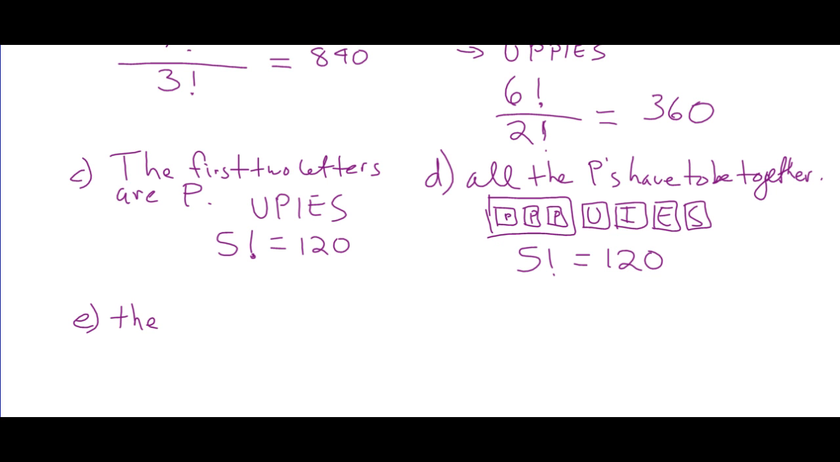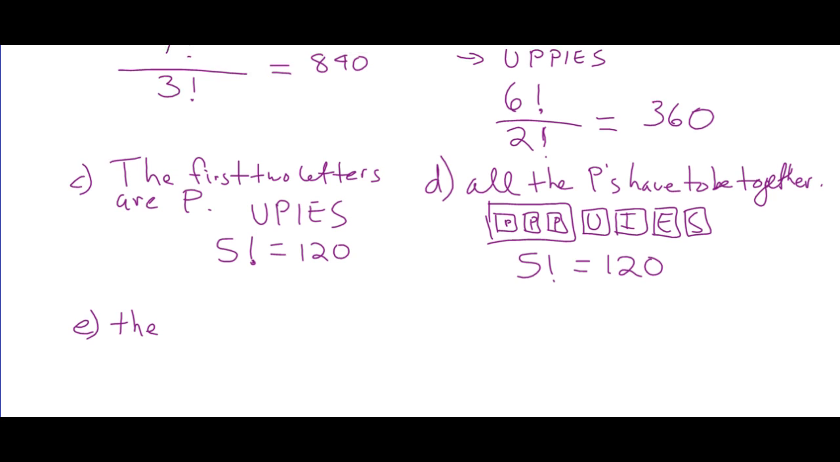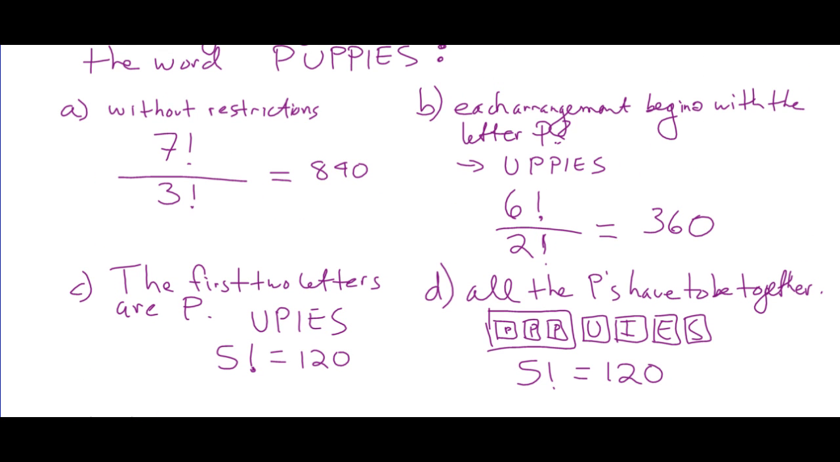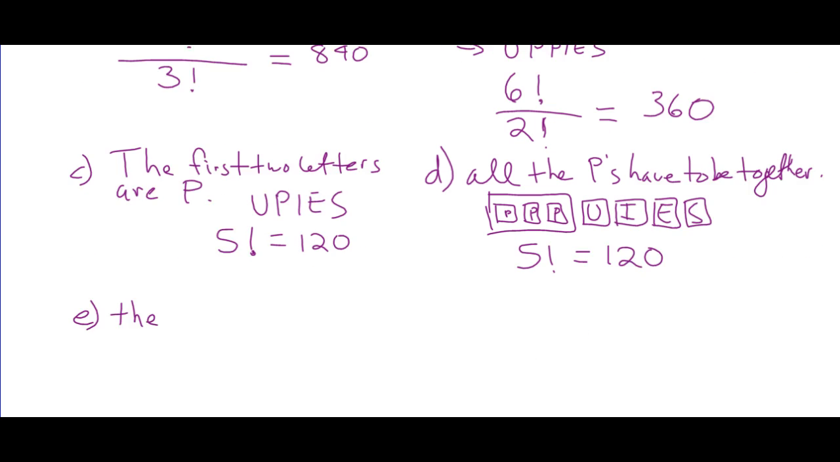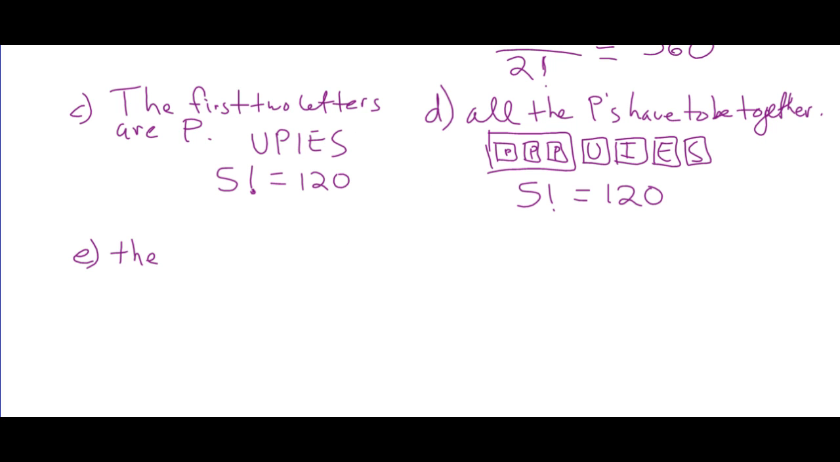Now you notice in B, we just said the first letter has to be a P, right? Each arrangement begins with the letter P. And then any letter can come next. Could be a U, could be another P, could be the third P, could be an I, could be an E, could be an S. Here the first 2 letters are P. Could the first 3 letters be P in this one? Yeah, it just says the first 2 have to be P.